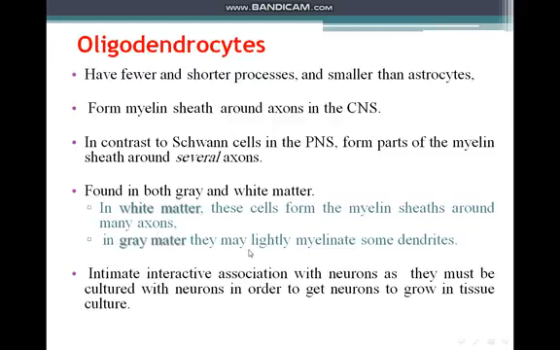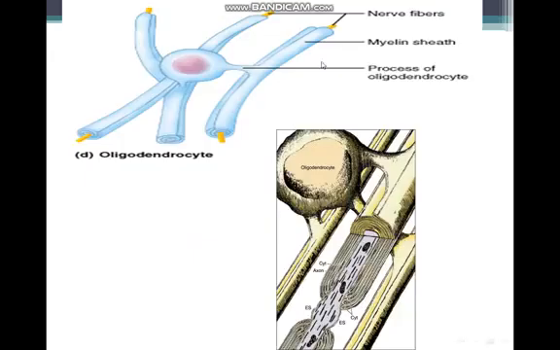In the gray matter, they may lightly myelinate some dendrites. They have intimate association with the neurons, so when they are cultured with the neurons, they are responsible for the growth of the neuronal tissue within culture. So in this figure we have the cell body, and different processes of the oligodendrocyte that form myelin sheath around different segments of neurons. And this is another figure showing the cell body and their processes that form a myelin sheath or wrap surrounding the axon or nerve fibers.